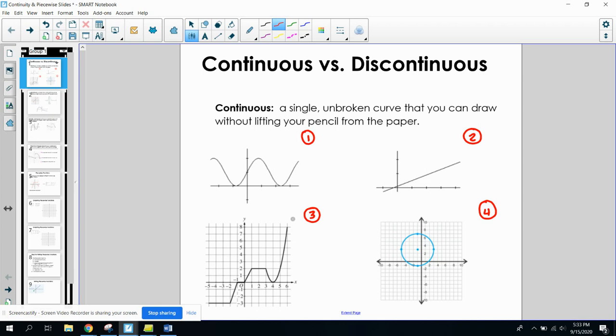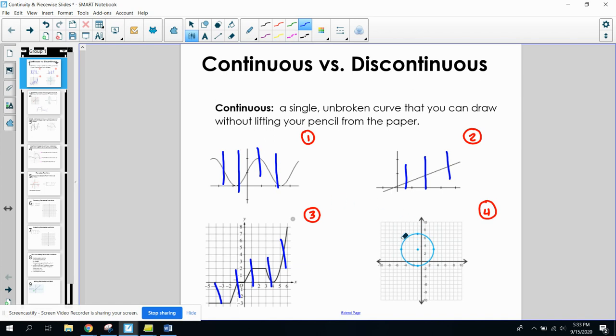From last class, we talked about functions and how a function is something that passes the vertical line test. If I draw vertical lines on my graph and it passes the vertical line test, it's a function. So not all continuous graphs are going to be continuous functions. If I look at graph number 1 and I draw vertical lines, this does pass the vertical line test, so graph number 1 is a continuous function. Graph number 2 again passes the vertical line test, so that is a continuous function. Graph number 3 also passes, so that is a continuous function.